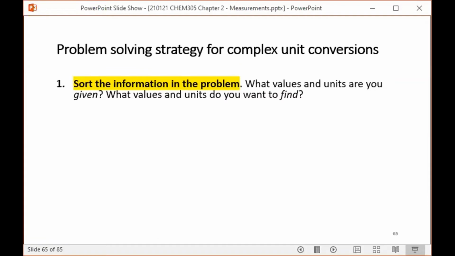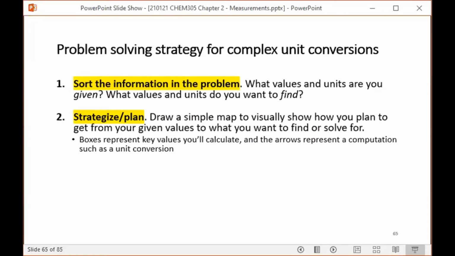So when you have a complex unit conversion, there's this problem-solving strategy that works really well. We use it here in this class as well as in the higher level chemistry classes. So you start by sorting the information in the problem. You're going to get a lot of word problems, which can at first seem a little confusing when you're reading the problem and you're trying to figure out what information is important, what are you trying to solve for? You just need to kind of sort everything out to begin with. And so the things I do is I always figure out what values and units am I given, and then what do I want to find?